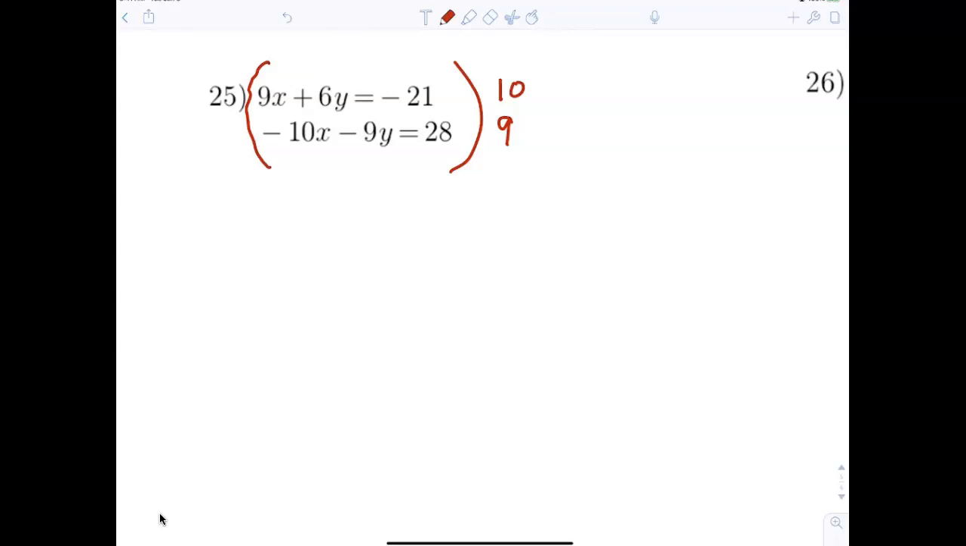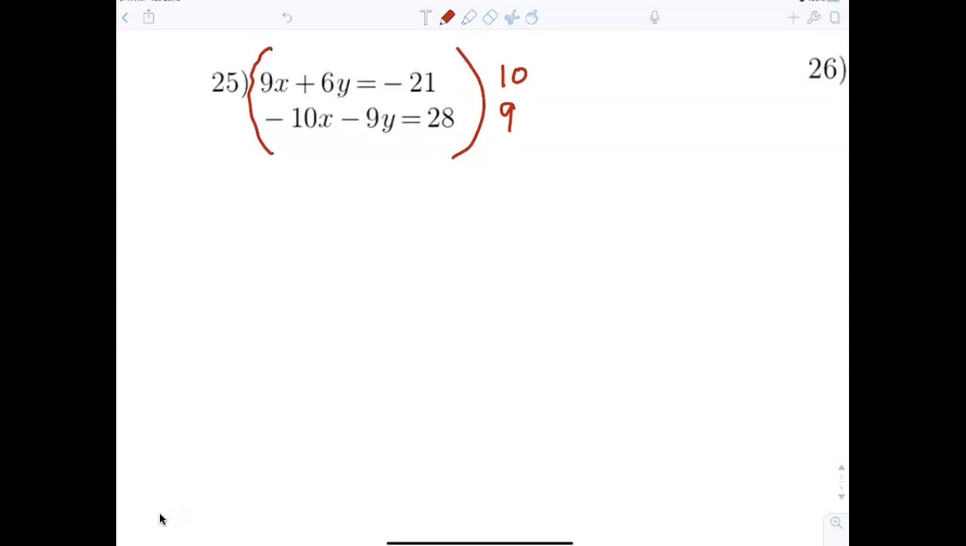All right, so now let's knock it out. I just knew I needed to eliminate the x's. It's like a common denominator or a common multiple. It's always better to do the least. So now let's multiply by 10 and see what happens. 90x plus 60y equals negative 210. Negative 90x minus 81y equals, what is that?